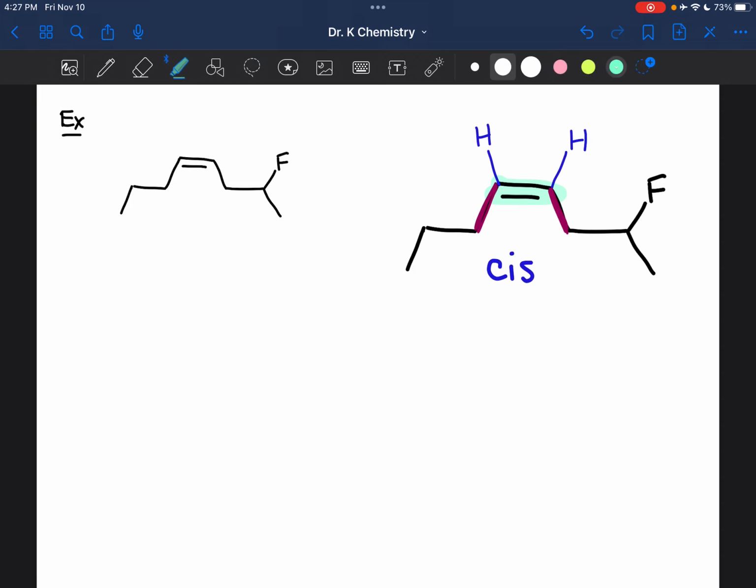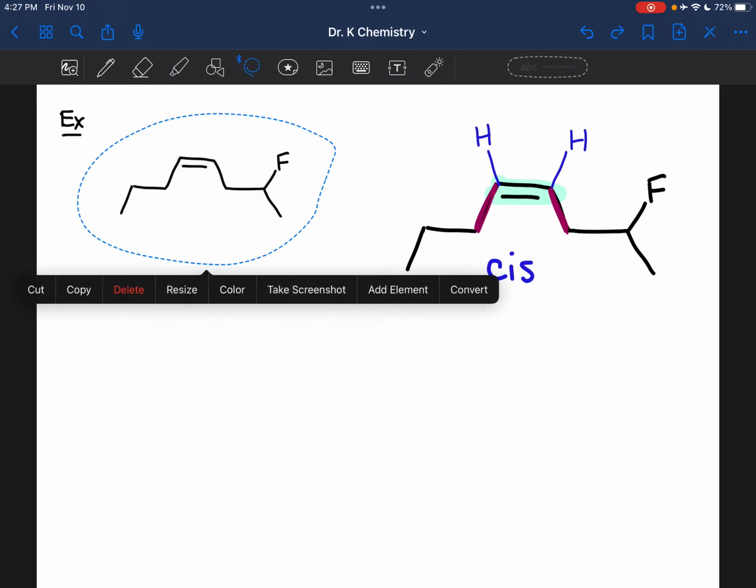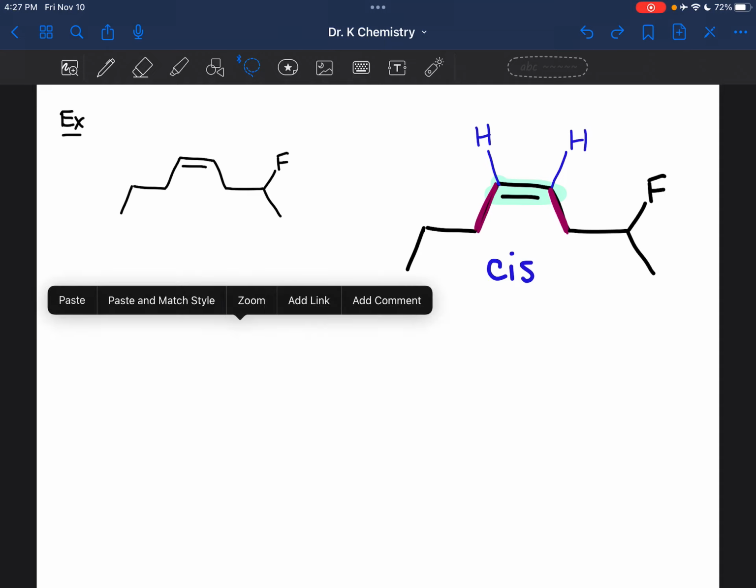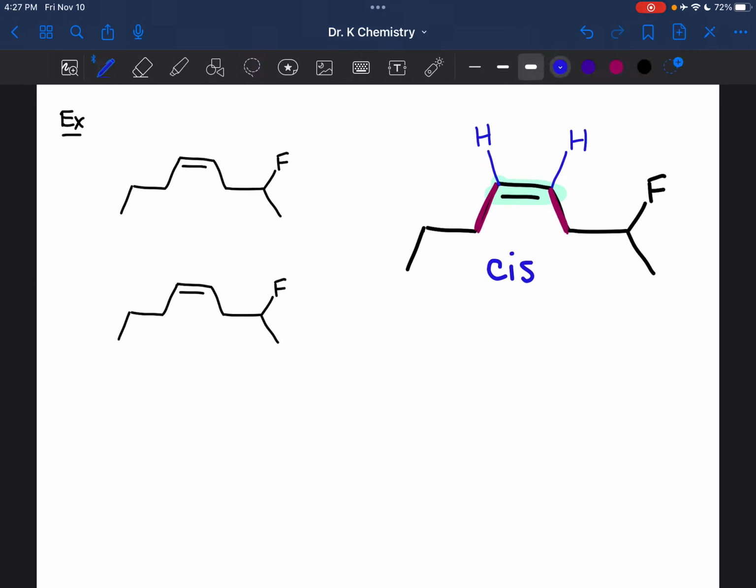Now I'll look for my longest continuous carbon chain. It looks fairly straightforward. If I could just go directly across, I'm including all of the carbons. And then I have to decide which way I'm going to number this. So I'll try a couple of different versions, and then we'll take a look. I could count left to right, in which case my double bond starts on carbon 4. Alternatively, I could count right to left. And in that scenario, the double bond also starts on carbon 4.